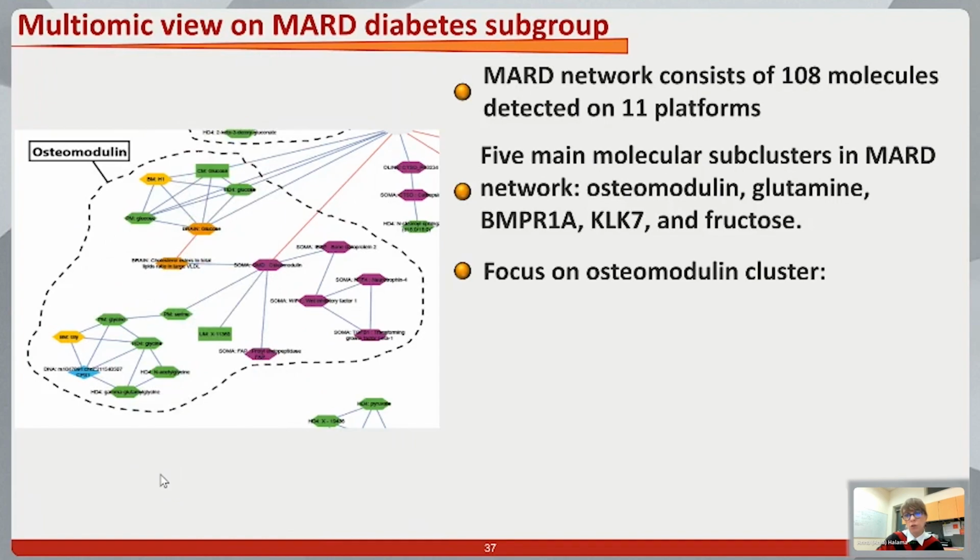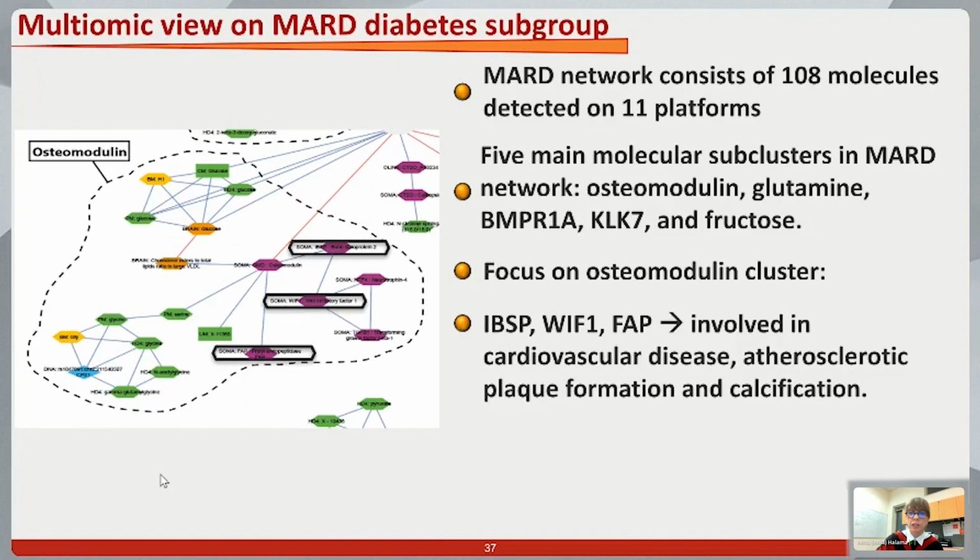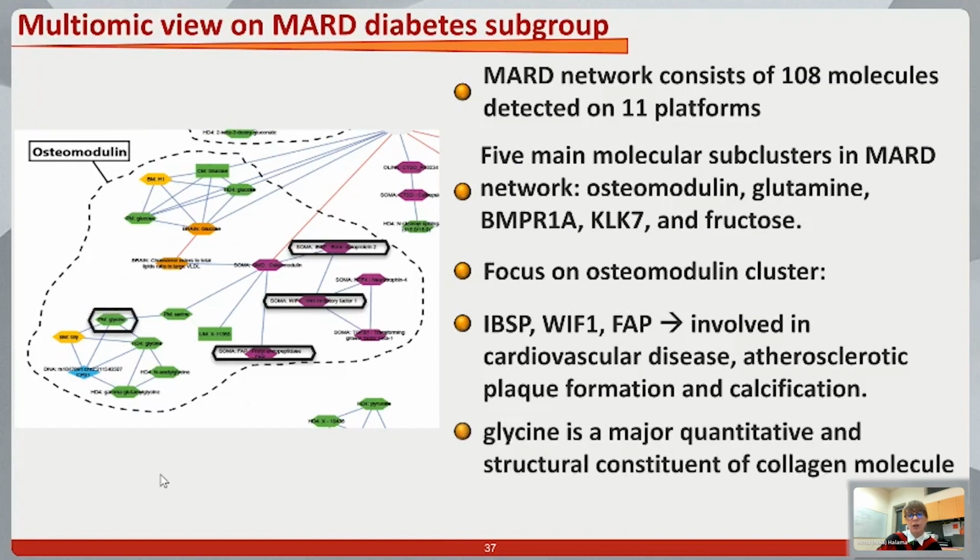So I would like to focus your attention on the osteomodulin cluster, because here we were identifying 3 molecules which are proteins, in fact, contributing to arteriosclerosis and plaque formation, as well as calcification, which suggests cardiovascular complications potentially in the MART cluster. Further, glycine, which is known to be a major quantitative and structural component of collagen, which is also contributing to calcification in the context of cardiovascular diseases.